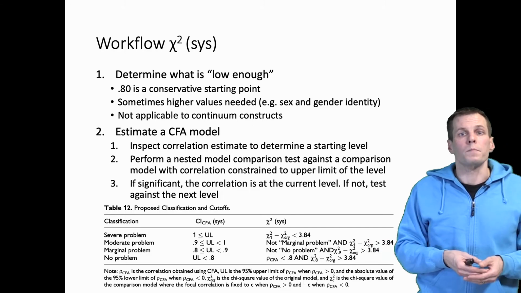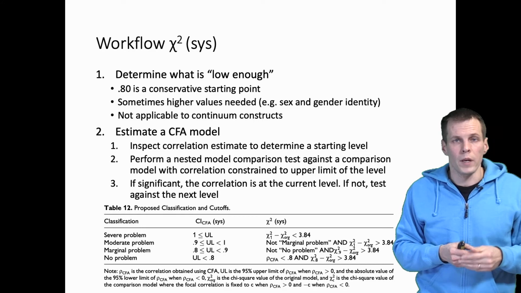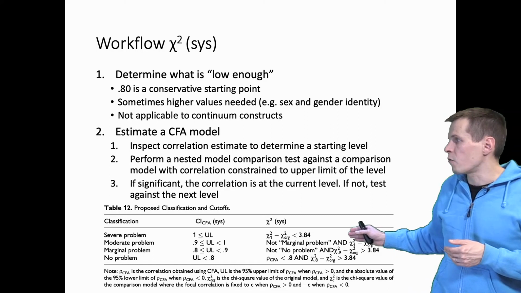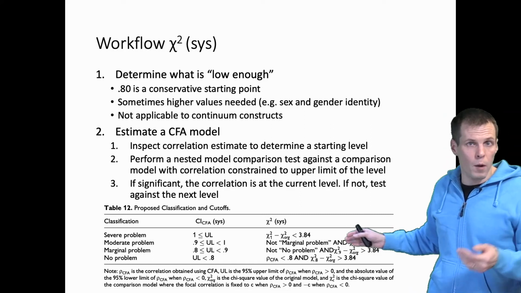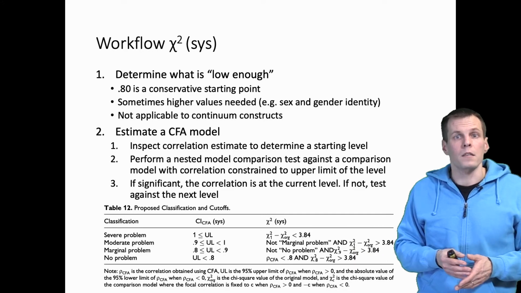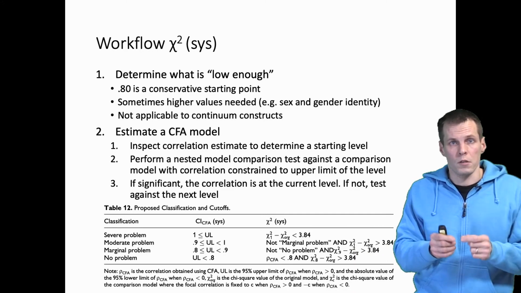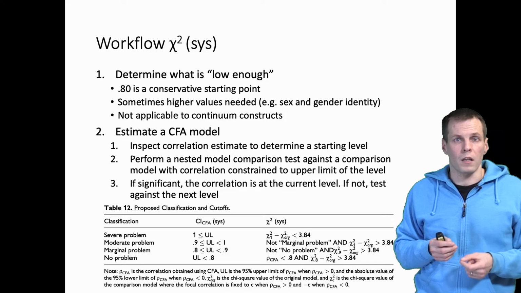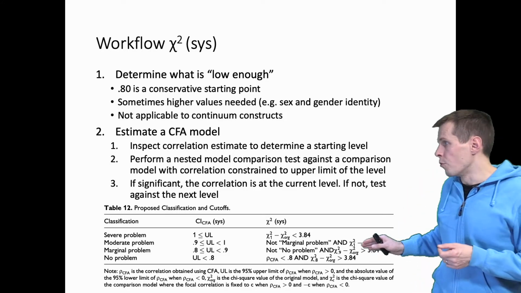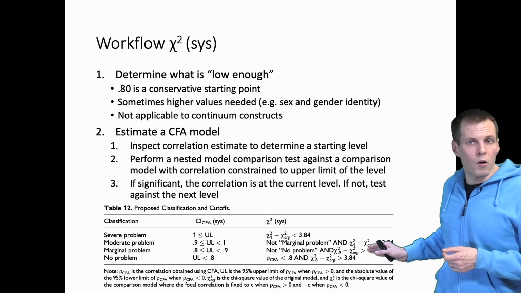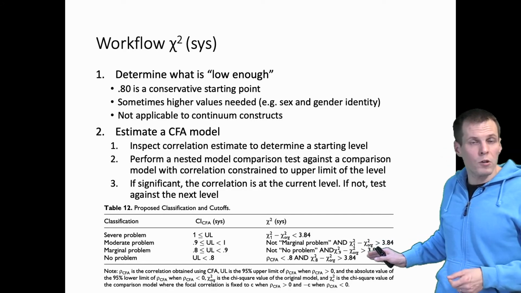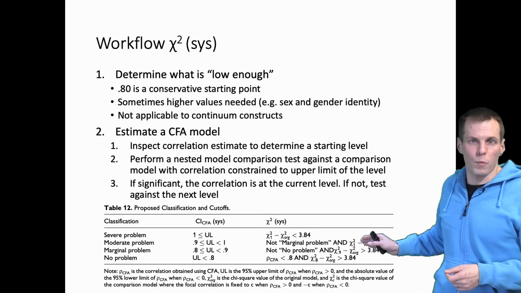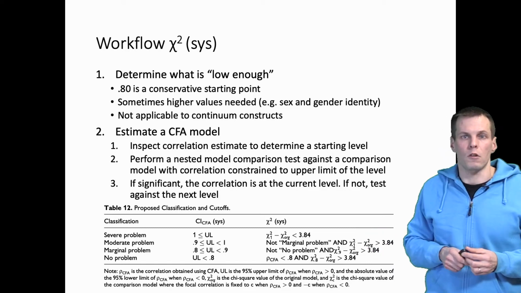Then we go and we test the next level. So we know that now that the correlation is at least a moderate level problem, we would test against the cutoff of 1, which is the cutoff for severe problem. And if we find that the model where the correlation is constrained to be 1 fits worse than the unconstrained model, then we conclude that the correct level for that correlation would be a moderate problem. So it is originally in the marginal problem, but it's not statistically significant from the moderate problem, but it is significantly different from a severe problem. Therefore, the correlation belongs into the moderate problem.